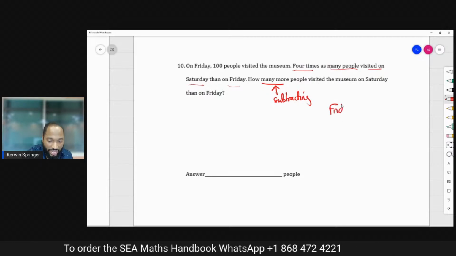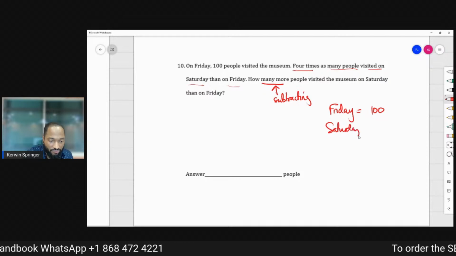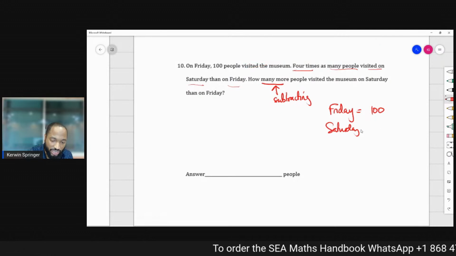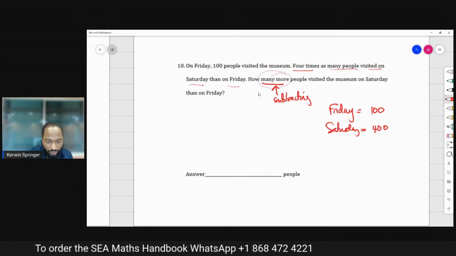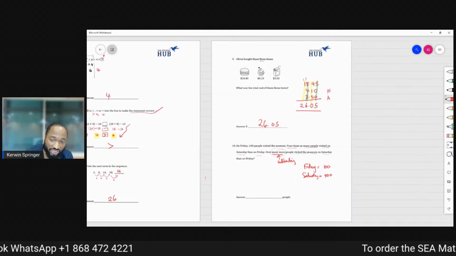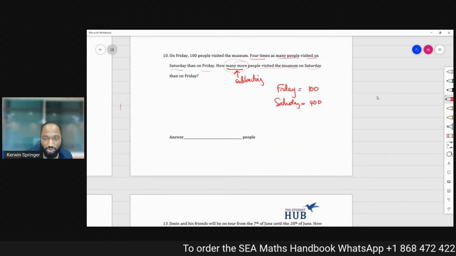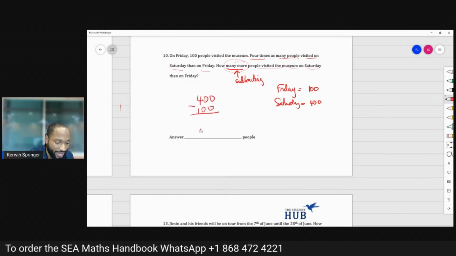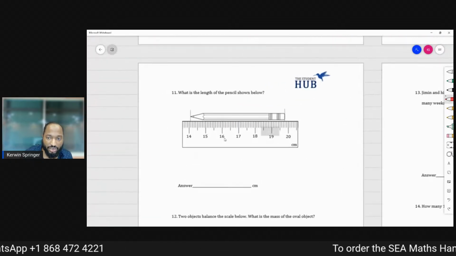Well, you have Friday. Friday had 100 people. Saturday had 4 times as many as on Friday. So Saturday had 400, which is 4 times. But they want to know how many more people visited the museum on Saturday than Friday. So that suggests to me that it should subtract. So it should be 400 minus 100, which is 300 more people who visited. You understand?